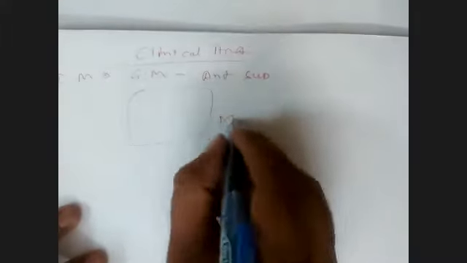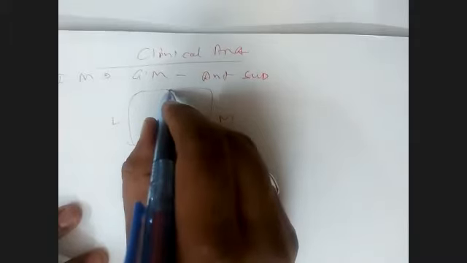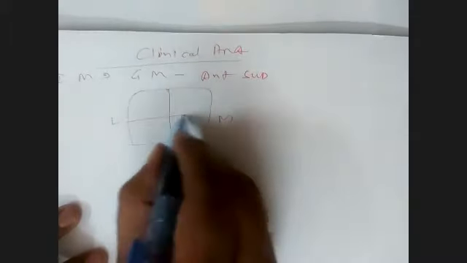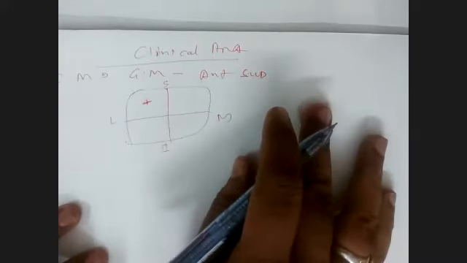Now let's talk about the clinical anatomy of these joints. The intramuscular injections, IM injections, are given in gluteus maximus in the anterior-superior quadrant. If this is the gluteus maximus, this is the medial, this is the lateral, and this is the superior. So here in this quadrant is the place where the intramuscular injections are given.